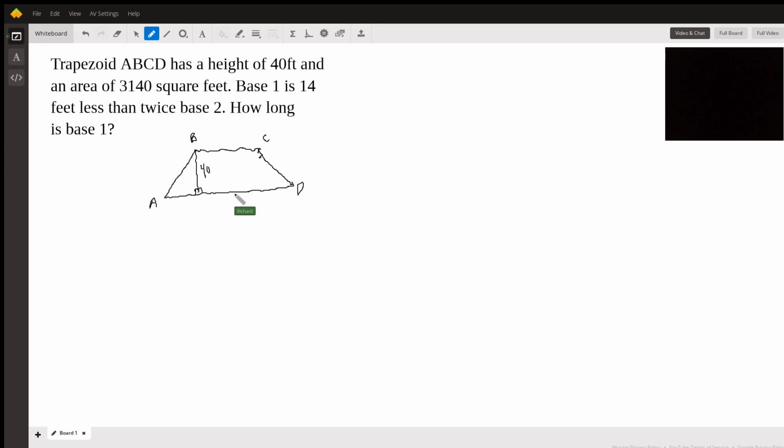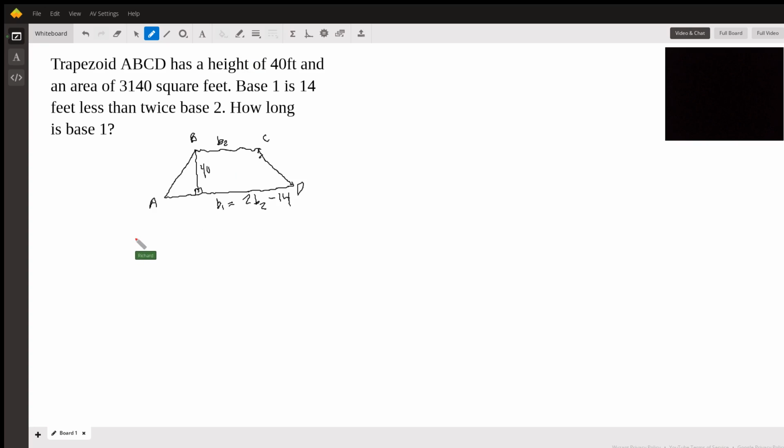And we'll call this bottom base B1. And then the top base will be called B2. And we're told that base 1 is 14 less than twice base 2, so it's going to be twice base 2 minus 14. So that's our picture, and it matches all the words in the word problem. And now we just have to set up our equation and fill in and do the appropriate substitutions.